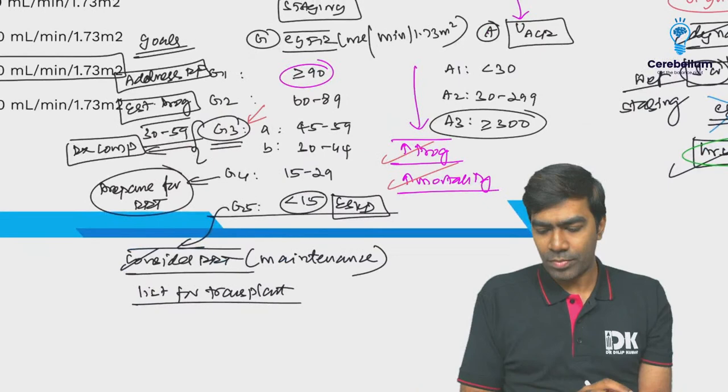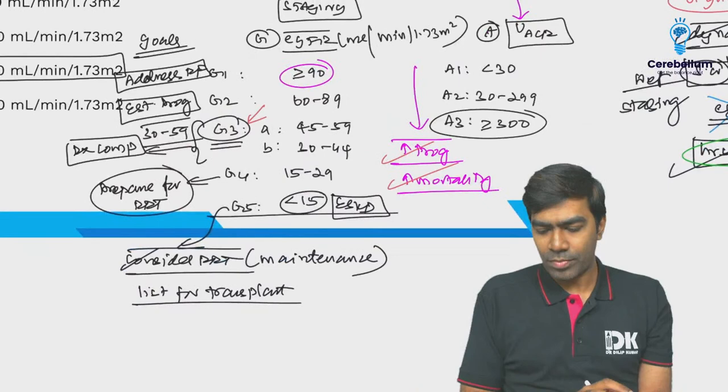How to treat that? You need to supplement calcium, number one. And you have to correct the phosphate by giving phosphate binder. Calcium alone is not important. You have to give vitamin D. And this vitamin D supplement should be given in the form of calcitriol. You have to give calcitriol, not calcidiol. And apart from that, phosphate binders. What are the phosphate binders used? There are plenty of phosphate binders. In practice, what we commonly use is sevelamer.